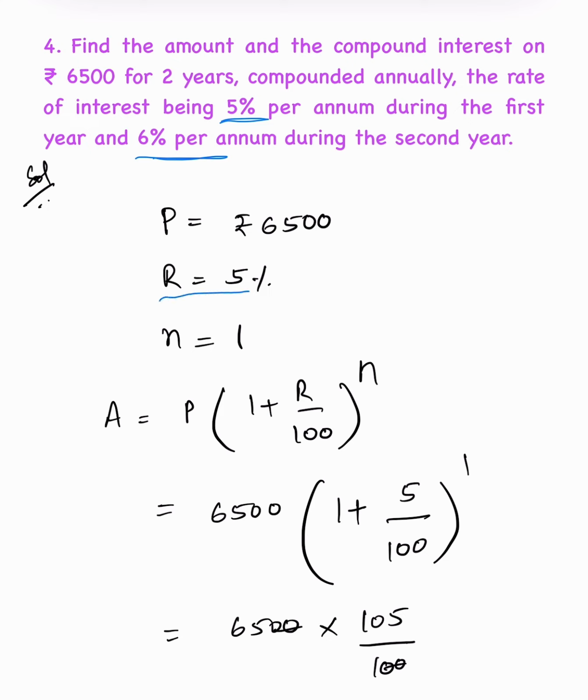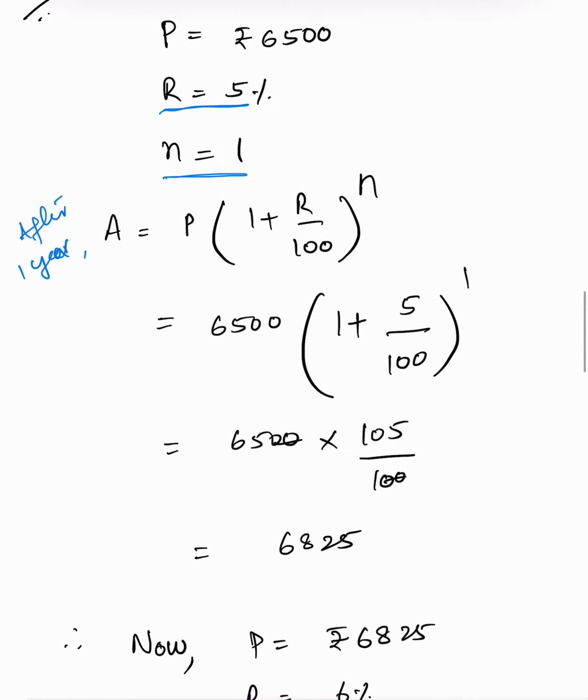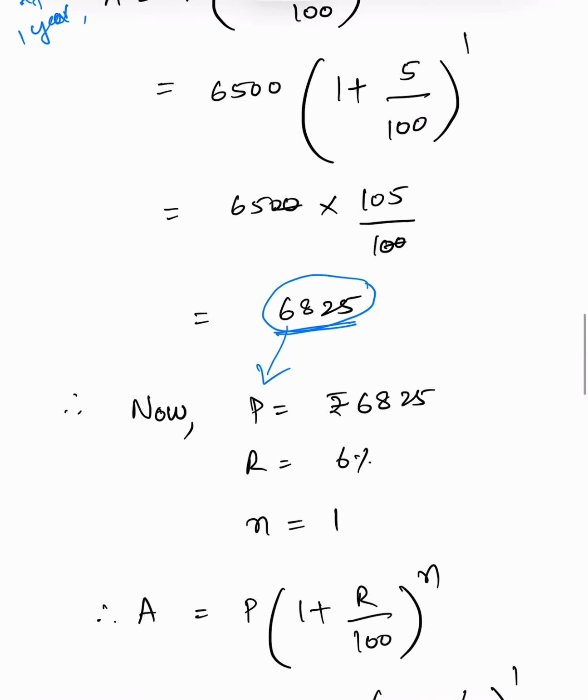So, if R is 5%, N should be taken as 1 year because we are calculating the amount for only 1 year here. So, amount after 1 year equals P into 1 plus R by 100 whole power N, that is 6,500 into 1 plus 5 by 100 whole power 1, that is 6500 into 105 by 100, which is equal to 6825. Now what is P? This amount becomes the new principal. Now P equals rupees 6,825.